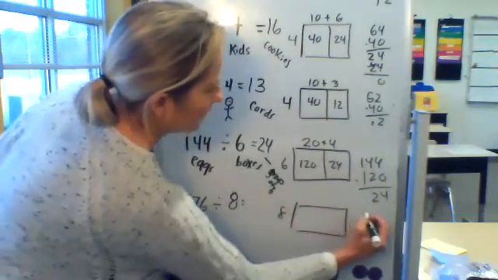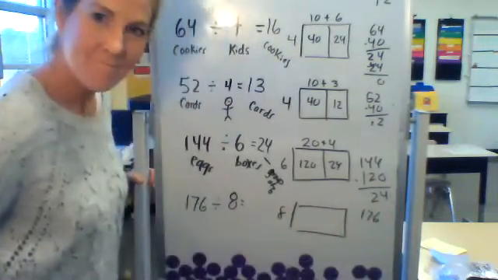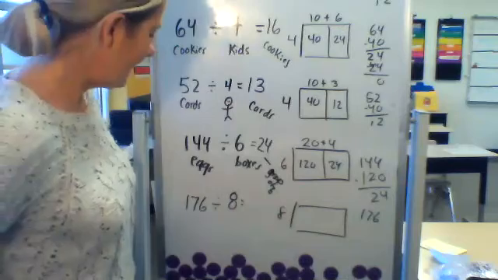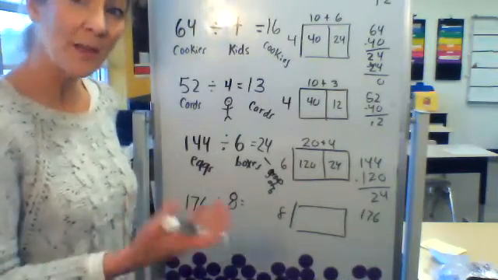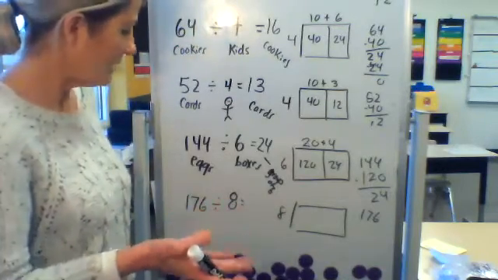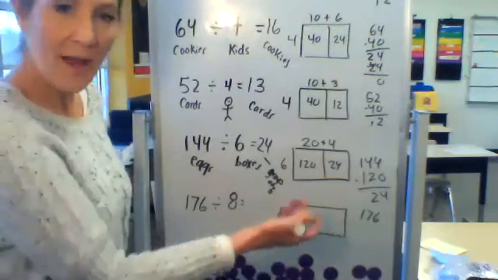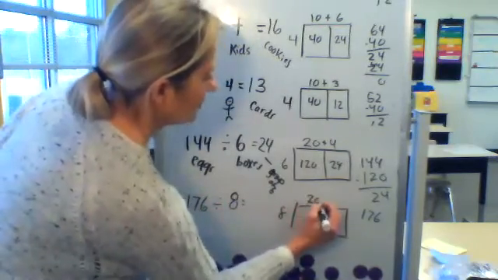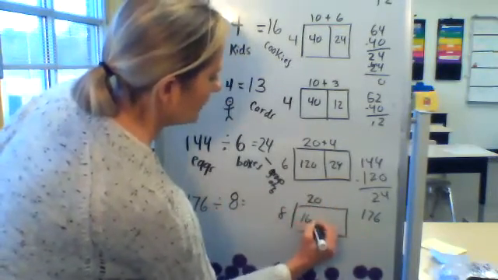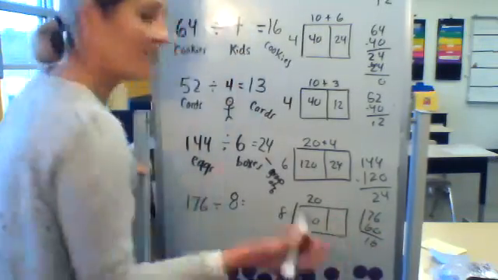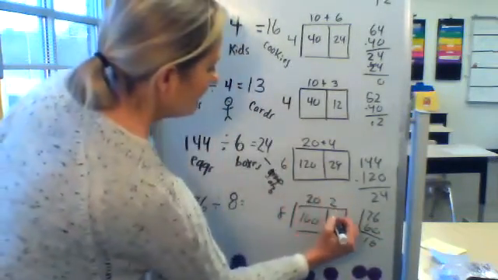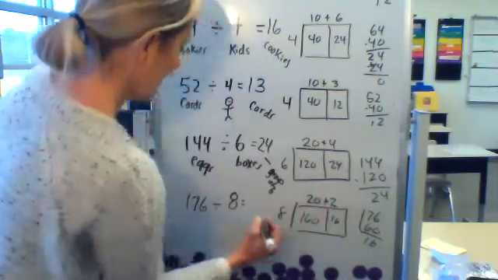All right, 8 times what? I can almost hear you. 8 times 2 is 16, so 8 times 20 would be 160. Let's start with that. We've got enough. 8 times 20 is 160. We have 16 left. 2 times 8 is 16. Done.